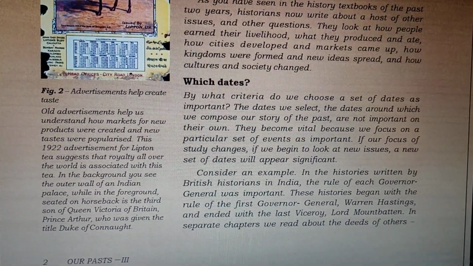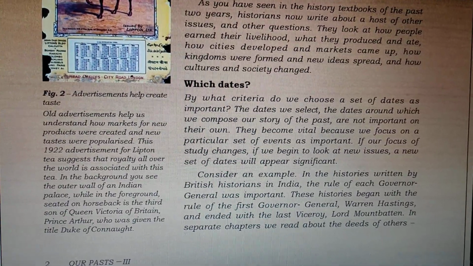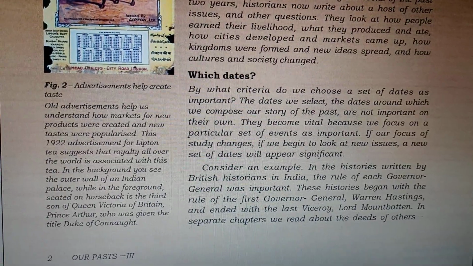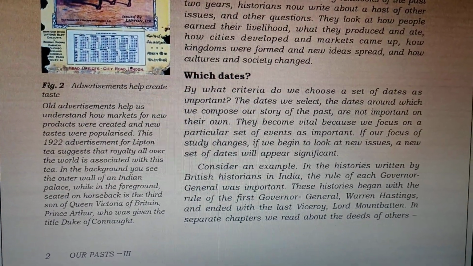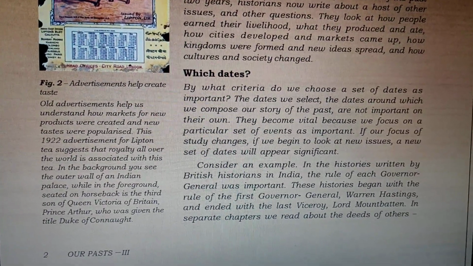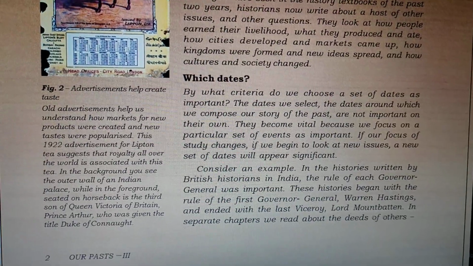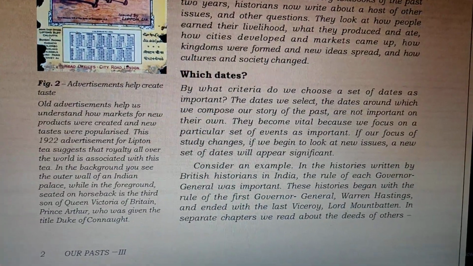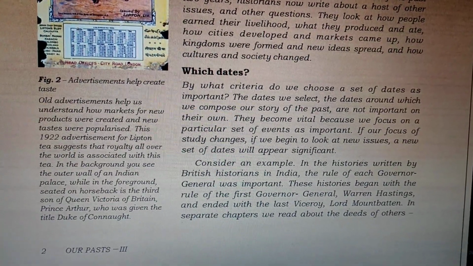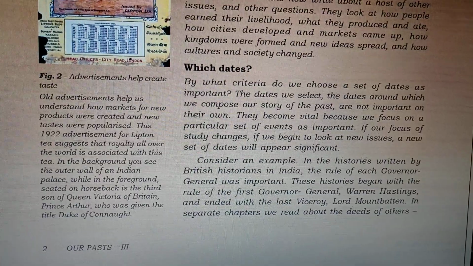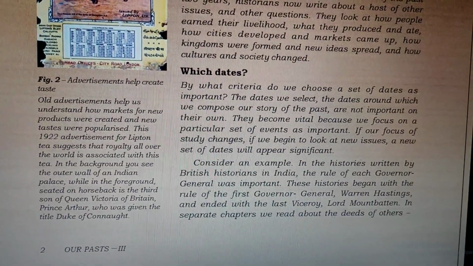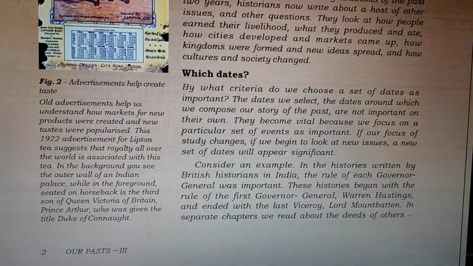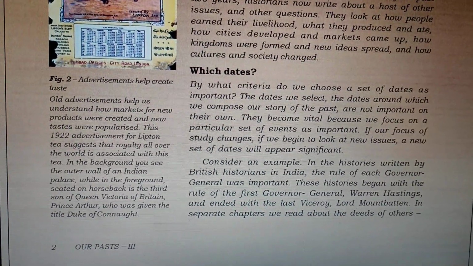Similarly, whenever we change our focus of study and we look at new issues, other dates appear to be important. Consider an example. In the histories written by British historians in India, the rule of each governor general was important, right? These histories began with the rule of the first governor general, Warren Hastings, and ended with the last viceroy, Lord Mountbatten. In separate chapters, we read about the deeds of others.